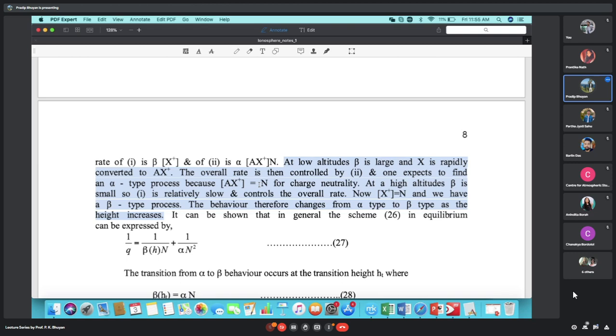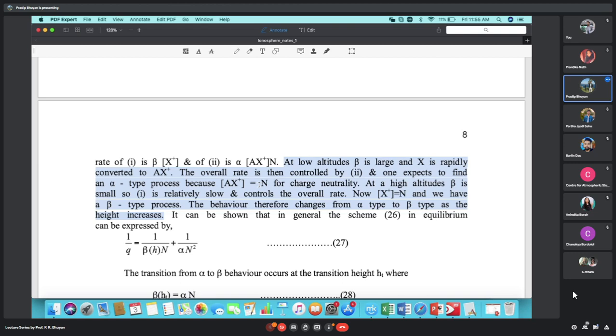Okay, and at that height, this becomes equal to this and this. So n and 1n cancel. So beta becomes equal to alpha n, not alpha. Below ht, the second term is dominant, and Q is equal to alpha n square, because this process is very fast. So this is in the denominator. You get a very small value for this, and you get a large value for alpha n square equal to Q. So Q becomes alpha n square. Similarly, for higher heights, Q is equal to beta h.